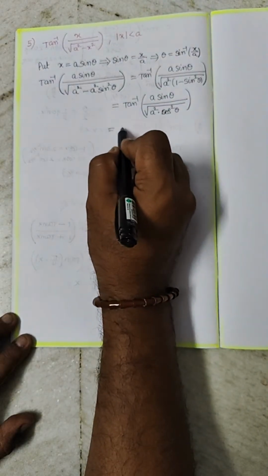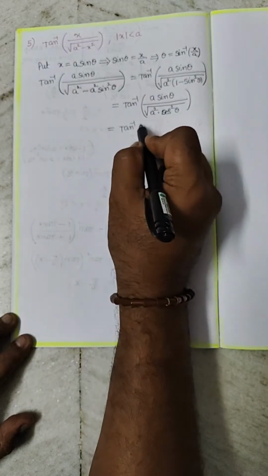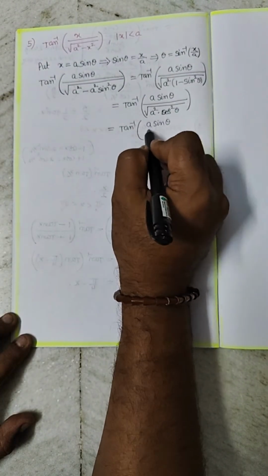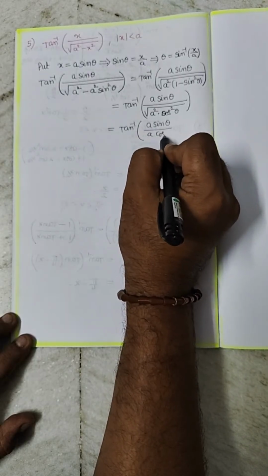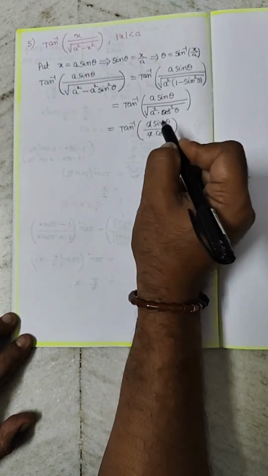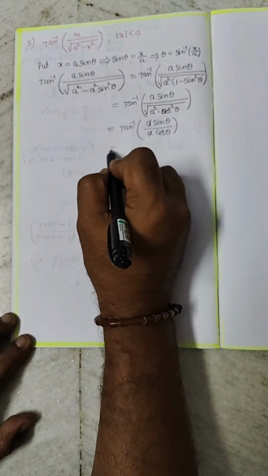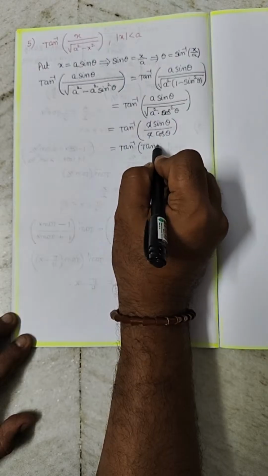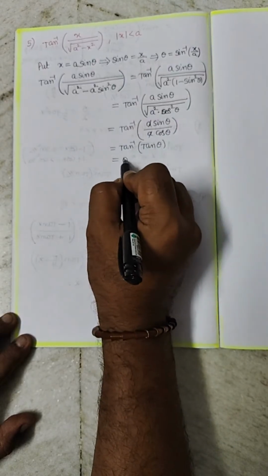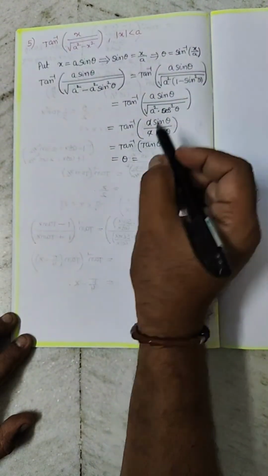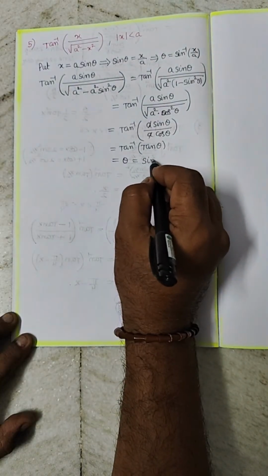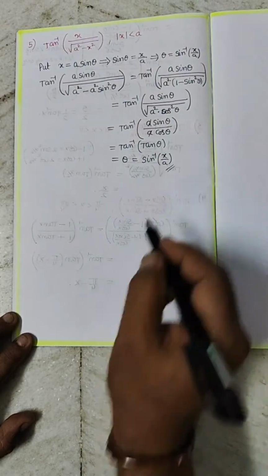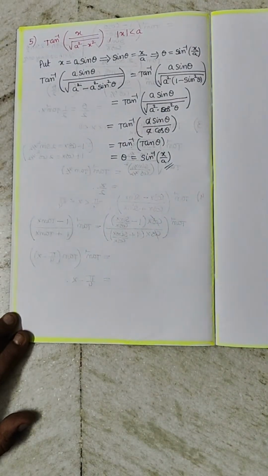So which is equal to tan inverse of a sin theta divided by a cos theta. The a cancels. Sin theta by cos theta is tan theta. Therefore tan inverse of tan theta is equal to theta. What is theta we got here? Sin inverse of x by a. This is the simplest form of the given inverse trigonometric function.